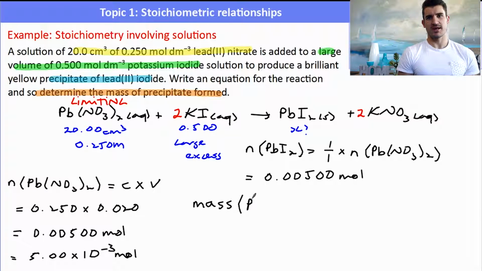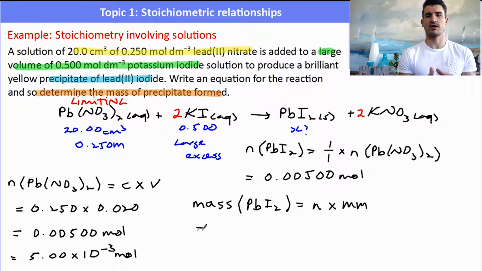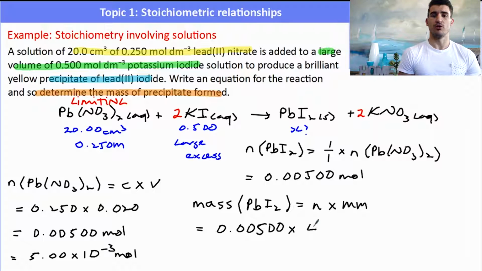In the question, I've been asked to determine the mass. So the mass of PbI2, using the formula, mole times molar mass, will be equal to the number of moles, which we calculated above, times the molar mass of PbI2, which is going to be big because it's got iodine in it, and lead, which is heavy as well, 461.00, gives me my mass of 2.31 grams. So I would form 2.31 grams of precipitate from that reaction.